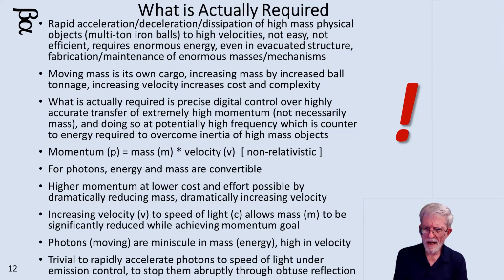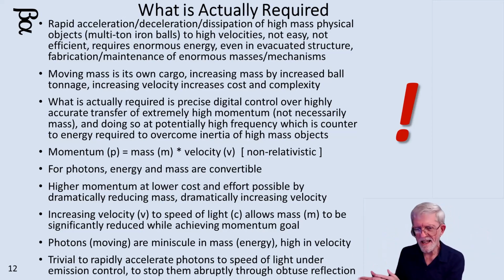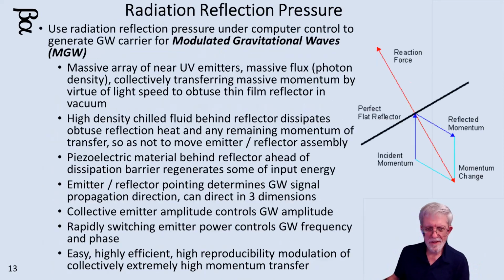How do you abruptly stop a photon? Make it collide at 90 degrees to a reflector. So it comes to an abrupt, obtuse stop. So now you can accelerate something and rapidly decelerate it based upon photons. But you need a lot of them. So the thing that I've always described it as, it's something called radiation reflection pressure.